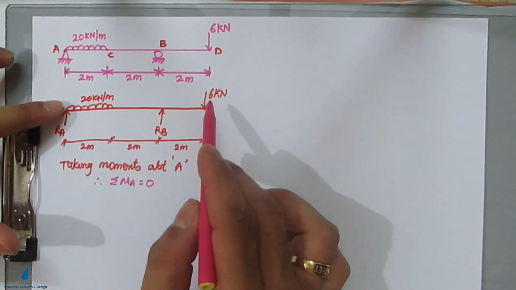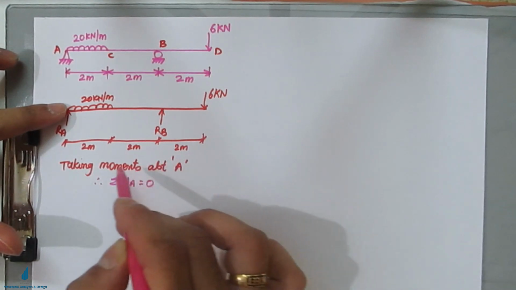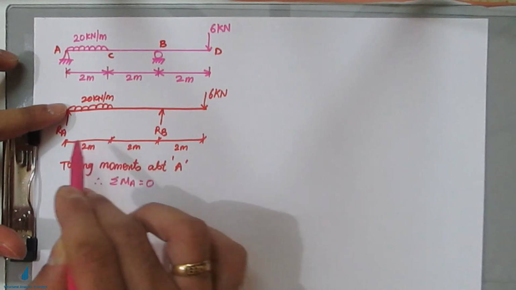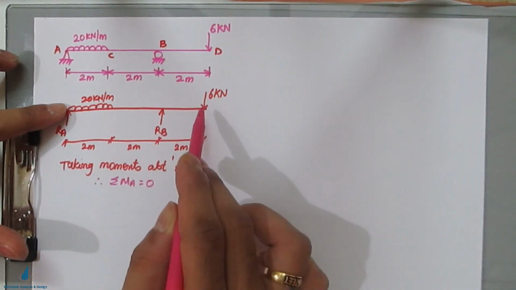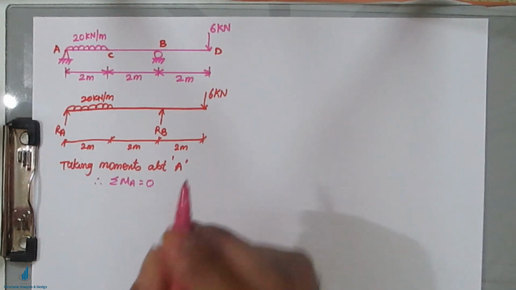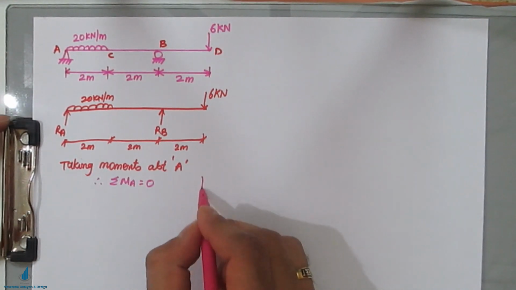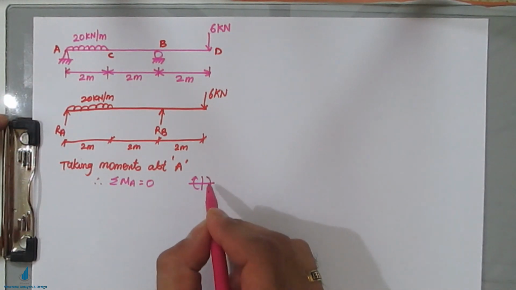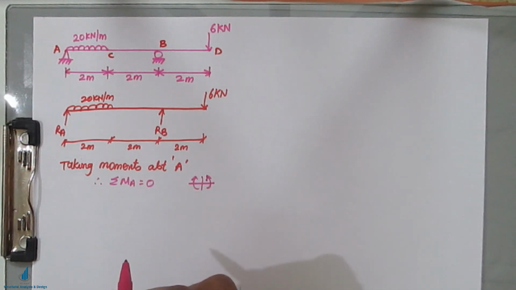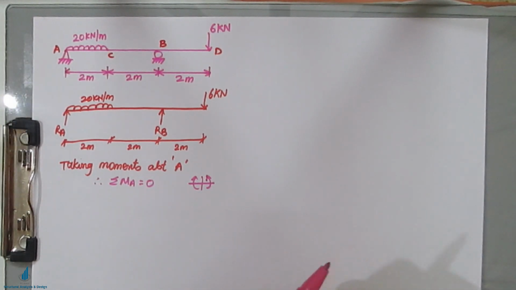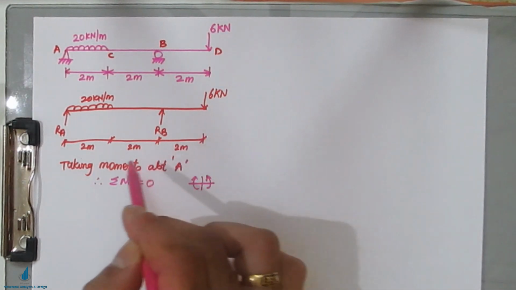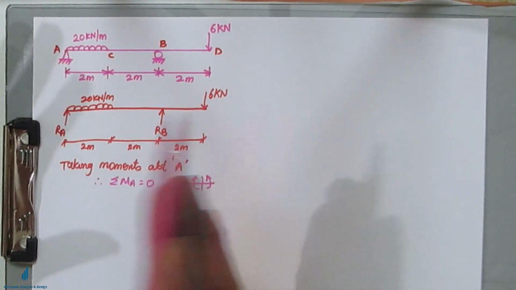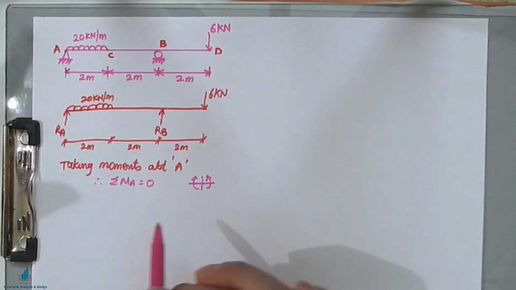Now this 6 kilonewton acts at a distance of 6 meters from point A, 2 plus 2 plus 2, and it is moving clockwise. Our sign convention, if you have seen my videos, is that if we take moments from the left hand side, clockwise is positive, and if we take from the right hand side, anti-clockwise is positive. It is based on sagging and hogging. Here we are taking the sections from the right hand side, not the left, so anti-clockwise is positive.